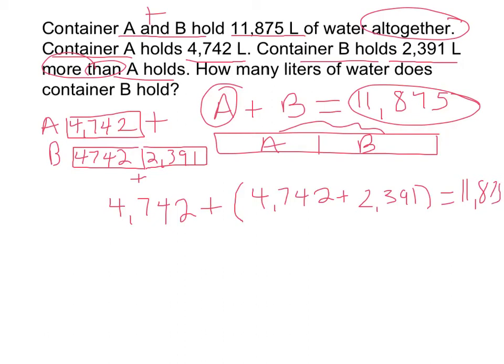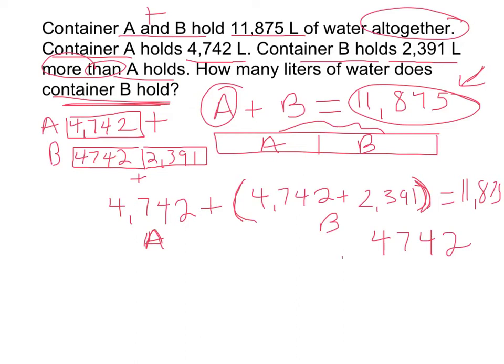Now, this is B. This is A. This is B. And I put B in parentheses because I have to do something a little bit different to get it. So let's go ahead and add those two numbers up, because my question just asked me how much does container B hold. When I find that number out, I can go back and add it to A to make sure I'm going to get 11,875. So let's continue going.